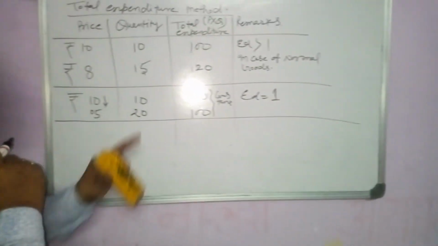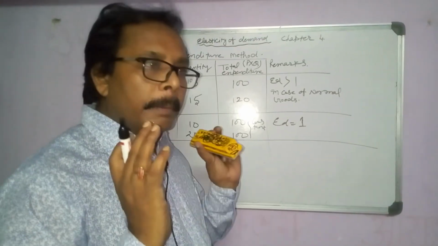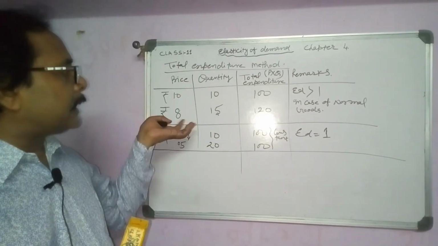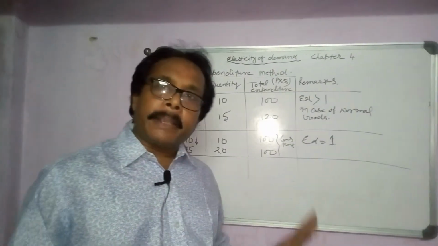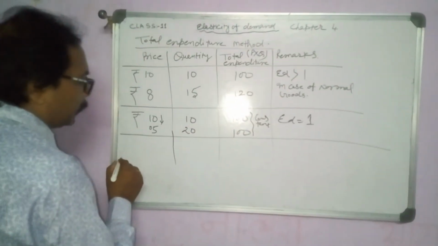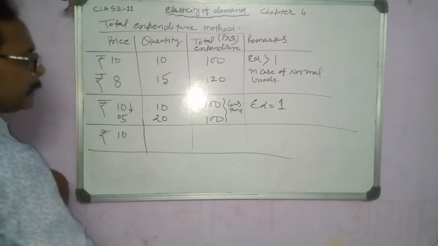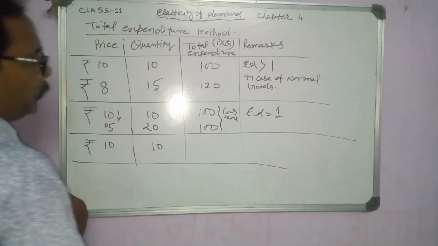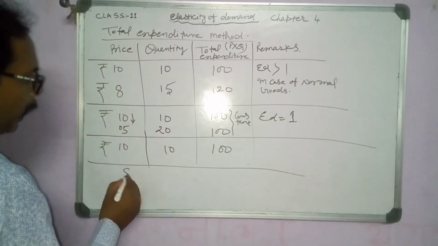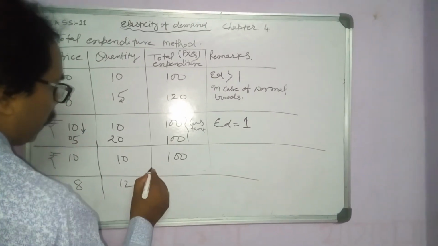Is it clear? This situation we find basically in the case of necessary or basic goods. Whether the price increases or decreases, our total expenditure remains constant. Is it clear? Now come to the third. Let the price of a commodity be 10. We are ready to buy 10 units. Our total expenditure is 100. Now the price falls to 8, and we are ready to buy suppose 12 units.